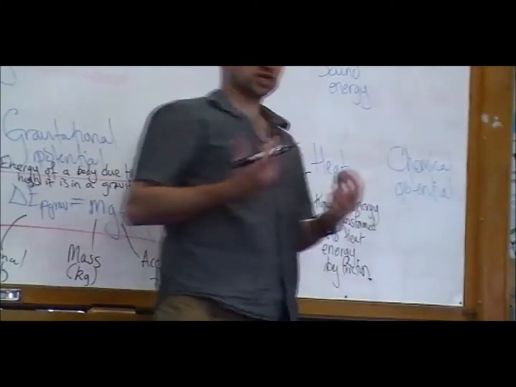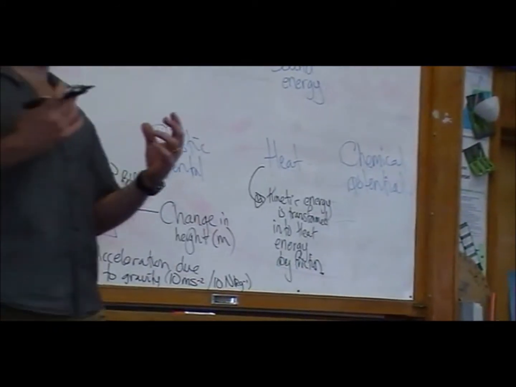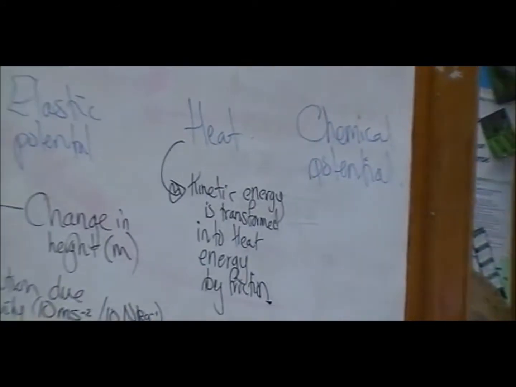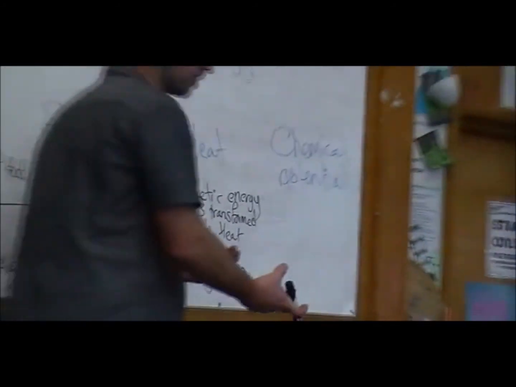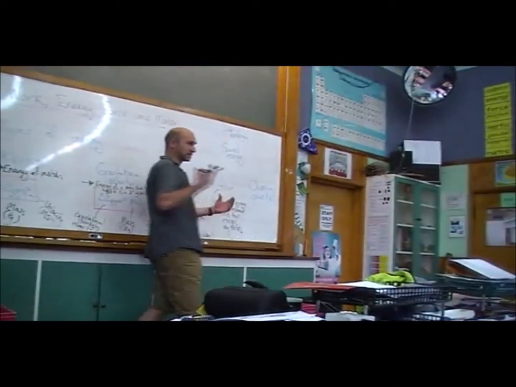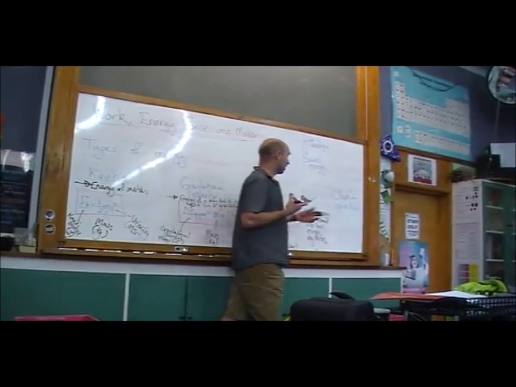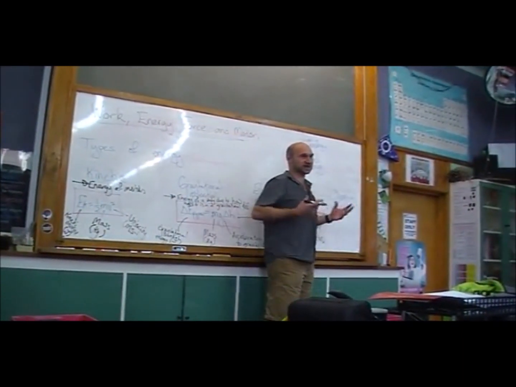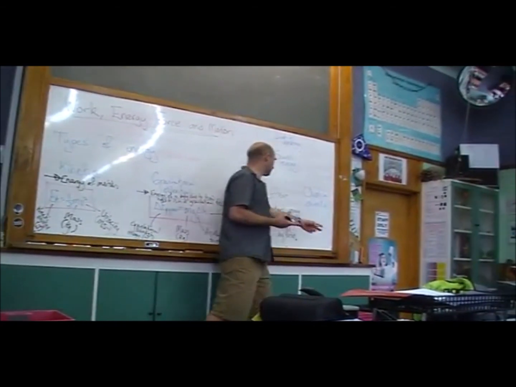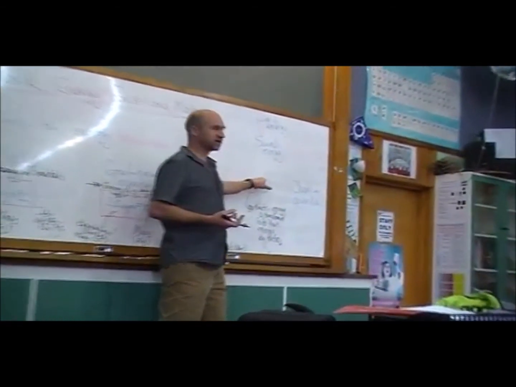Chemical potential energy, we're thinking about energy stored in chemical bonds. So when we burn petrol in our car's engine, we're releasing the energy that's stored in the bonds in the petrol by reacting them with oxygen in the air to release that chemical potential energy, and we turn it into heat energy as well as kinetic energy.